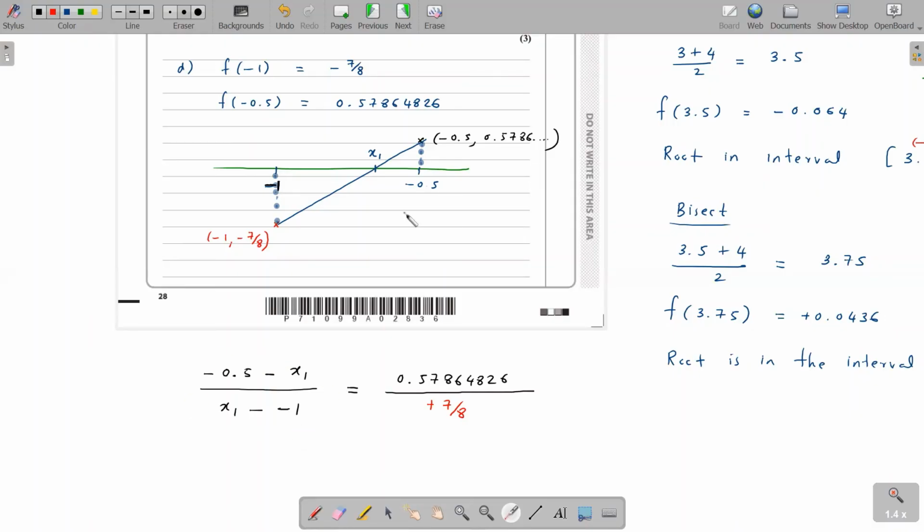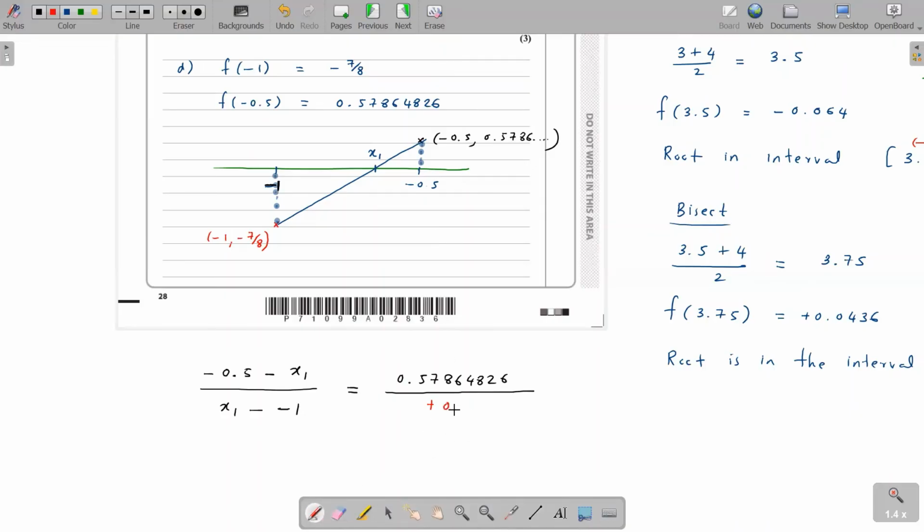So don't do anything for the x figures. X figures, you do it exactly in this order. You just get the length difference, minus half minus x1. You get this length. Then x1 minus, you subtract with minus 1. But on the y side, the positive y value is okay, but the negative y value, you just need to get the length here. Do not give the negative sign. Okay, so now it's a matter of making x1 the subject. I think 7/8, the decimal figure was 0.875, right?